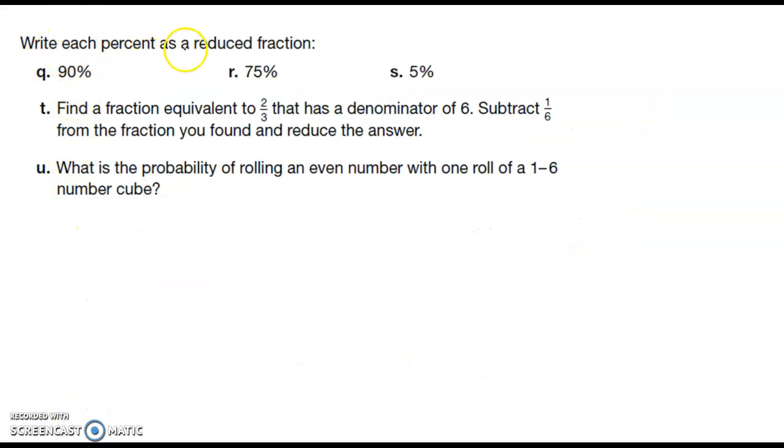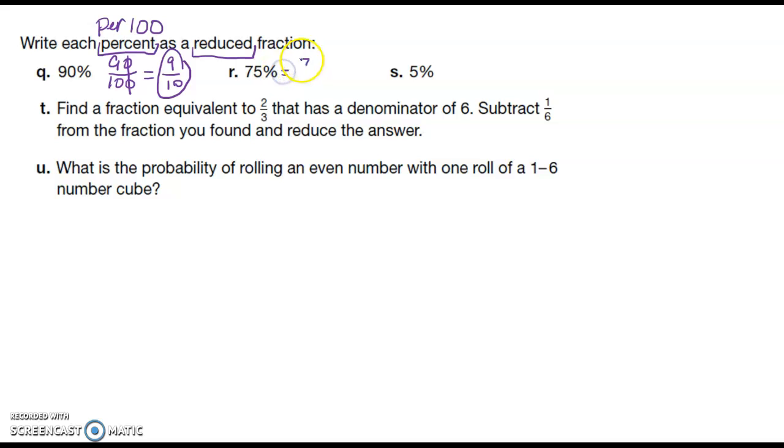Write each percent as a reduced fraction. Now keep in mind, percent means per what? Per 100. So here I have 90 over 100. I can cross out my zeros and get 9/10. And then 9 and 10 don't have common factors. The factors you can multiply to make 9 are 1 and 9, and 3 and 3. None of those go into 10, except for 1, and that's not going to change this.